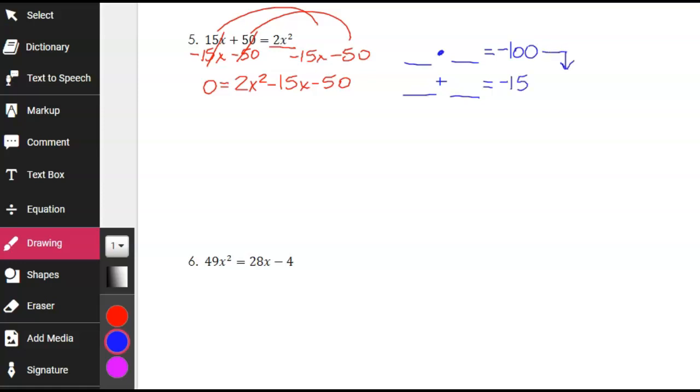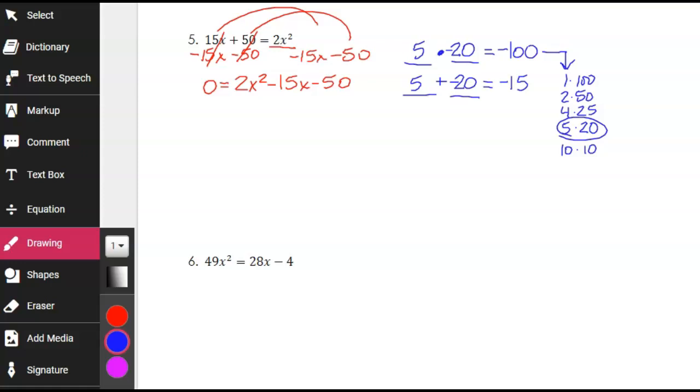There are a lot of factors of 100. 1 times 100, 2 times 50, 4 times 25, 5 times 20. Oh, wait a second. Look at that. The next one is 10 times 10, but that doesn't really help us. 5 times 20 is 100, and 5 plus 20 is 25, but if I make one of these numbers negative, it should work. Look at that.